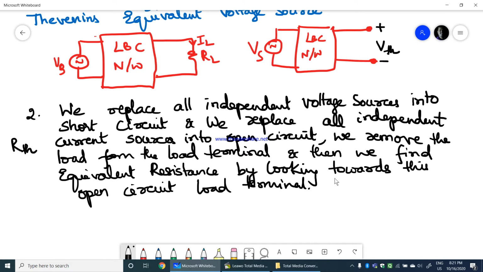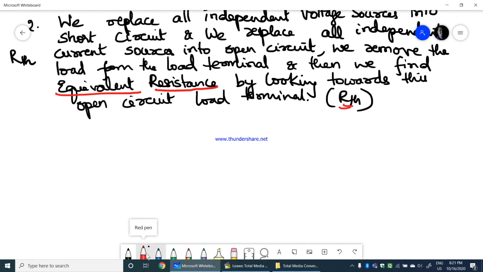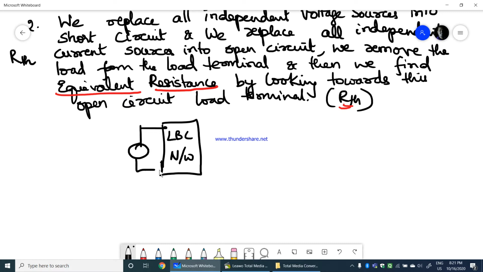Okay, and this is nothing but RTH what we find out. This equivalent resistance what we find is nothing but RTH. So what does it mean here is, for example, you will have a linear bilateral network. I will not write the complete network, we will see in the problem. So a linear bilateral complicated network is given here, where you can see some sort of voltage source, some sort of current source in the network.